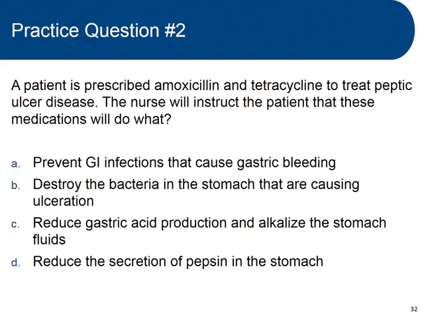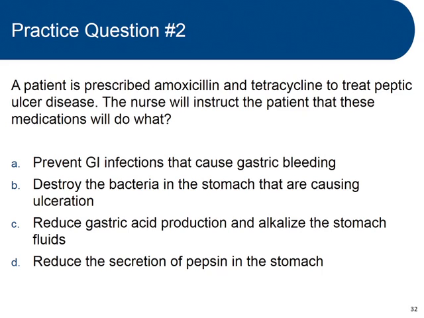The next sample question: a patient is prescribed amoxicillin and tetracycline to treat peptic ulcer disease. The nurse will instruct the patient that these medications will do what? So take a look at these responses and pause the tape. All right, so hopefully you paused the tape and you had some time to take a look at these responses. Hopefully you recognize that B is the right answer.